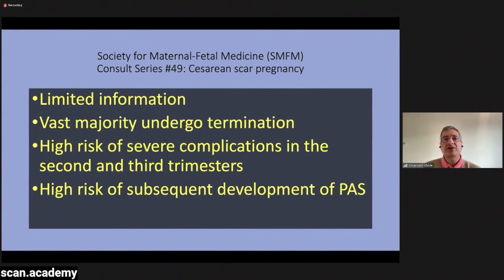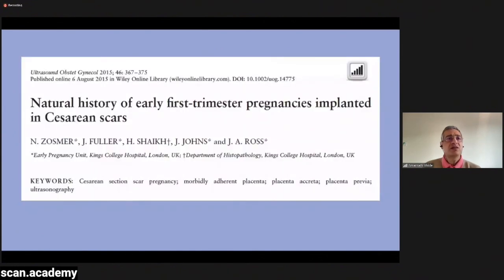So all this has been recognized and acknowledged in this particular document. Now, this paper published in 2015 comes from the group of King's College. Nurit published this in 2015, and that's one of the first ones I have seen about natural history of early first trimester pregnancies implanted in cesarean section scars. And the criteria I told you about earlier on have been taken from this paper.